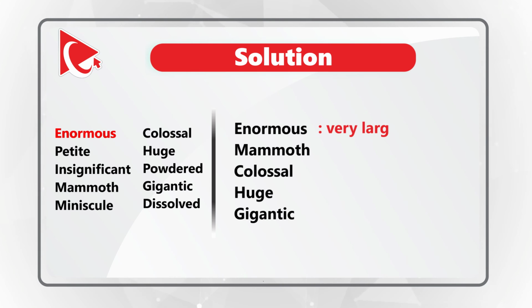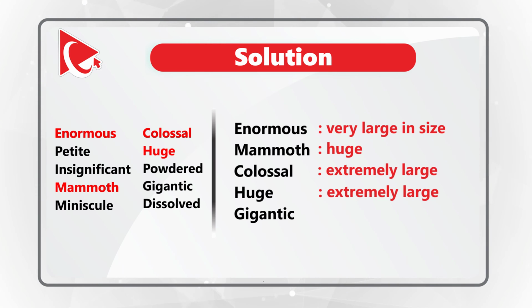Enormous means very large in size. Mammoth means huge. Colossal means extremely large. As well as the word huge has a similar meaning of extremely large. And then finally, the word gigantic means item of a very large size.